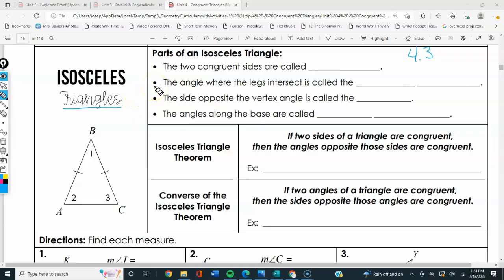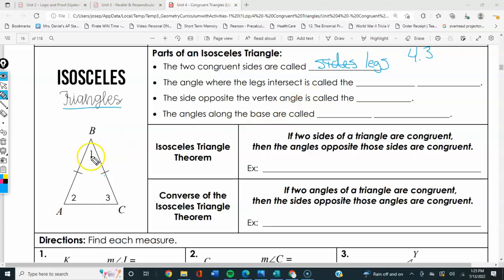As you may recall from our previous section, isosceles triangles are triangles with two congruent sides. Those two congruent sides are called the legs. As you have two equal legs, well, they're not actually equal, but congruent legs, these two congruent sides of an isosceles triangle are called the legs.